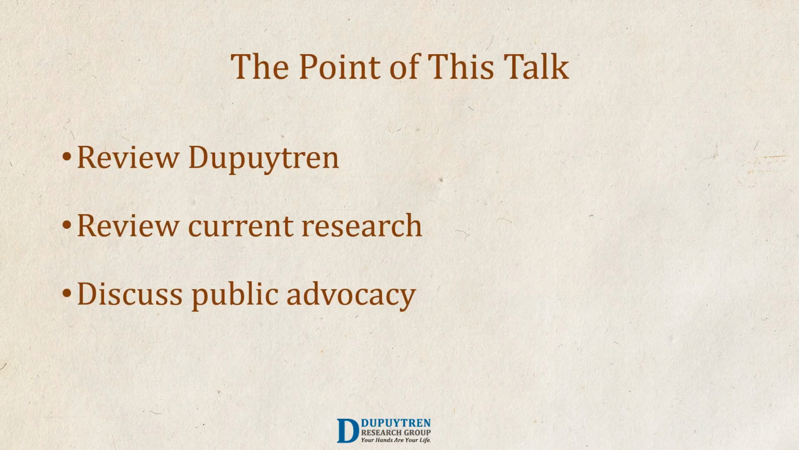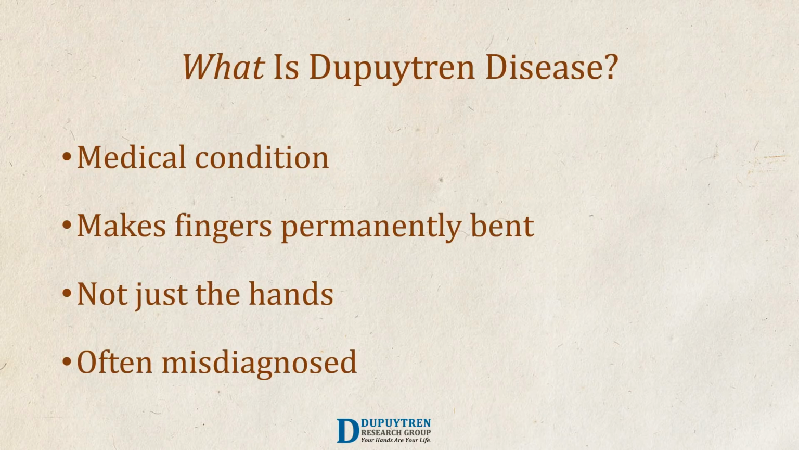The point of this talk is to review Dupuytren disease concepts and impact, to review the evolution of Dupuytren research, and to discuss public advocacy for Dupuytren disease. Dupuytren is a medical condition with a variety of effects. The most visible is hand deformity with bent fingers, but it can involve areas other than the hands. It's often misdiagnosed, especially in its early stages.